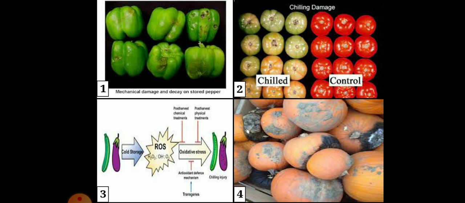We have here tomatoes that were chilled. Chilled means they were stored in extremely low temperature. So the ambient temperature in storing these fruit vegetables is at least 12 degrees Celsius, 12 to 15 degrees Celsius. But the recommended is 12. Also in cucumber, also in eggplant. Why? What causes chilling injury?